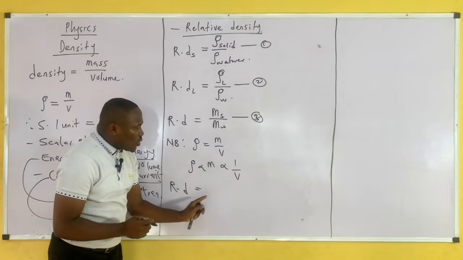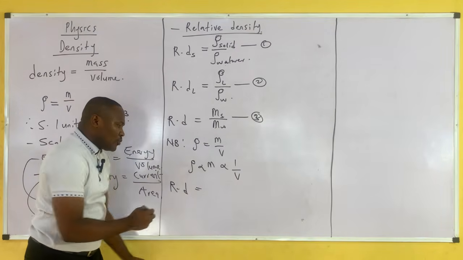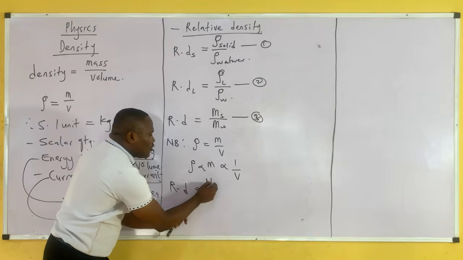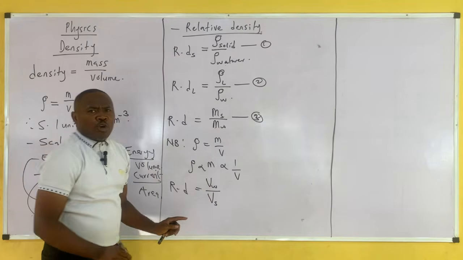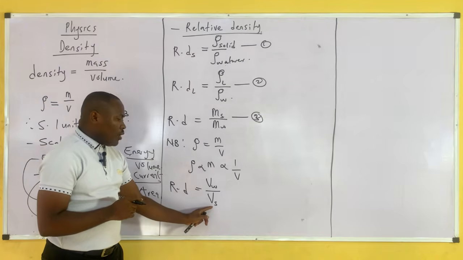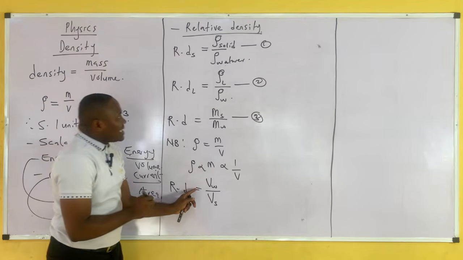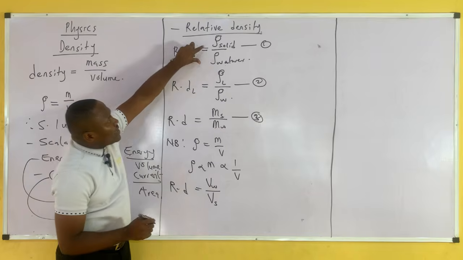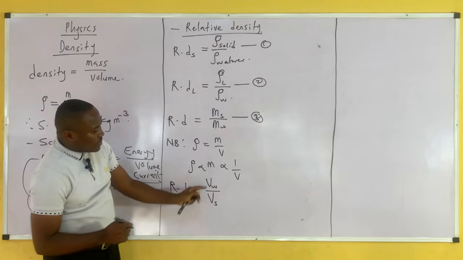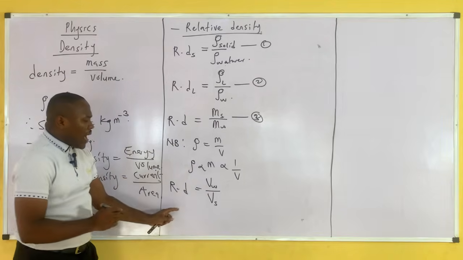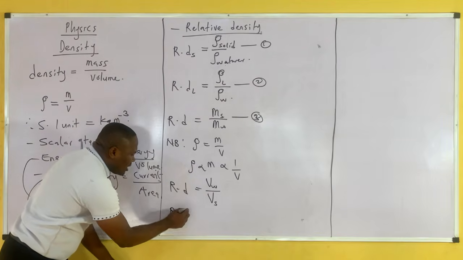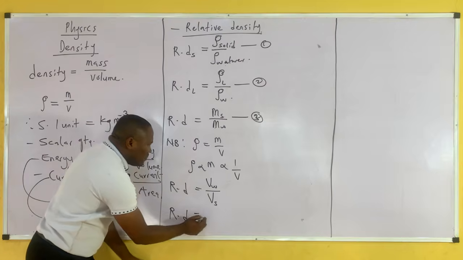But when it comes to volume, relative density is the volume of water over the volume of the solid. So watch, it's different from the way that density is expressed, and different from the way mass is expressed. I can still give you another, in terms of height.